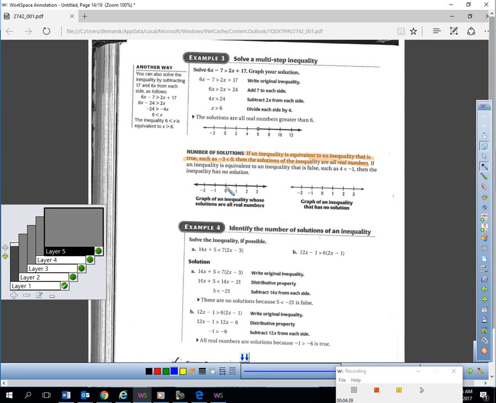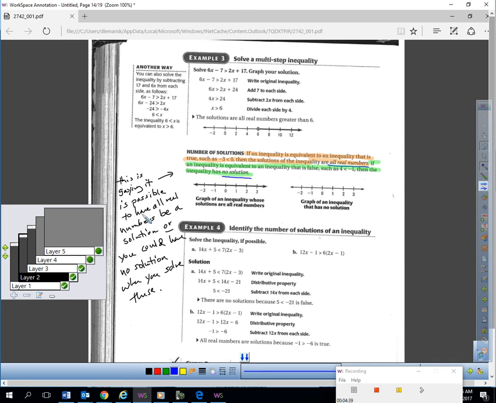Now, when you solve inequalities, if an inequality is equivalent to an inequality that is true, like -3 less than 0, then the solutions of the inequality are all real numbers. Let me underline that. If an inequality is equivalent to an inequality that is false, such as 4 less than -1, then the inequality has no solution. So what this paragraph is telling you is that it's possible to have all real numbers be a solution. In other words, anything works to make the inequality true, or you could also have no solution when you solve an inequality.